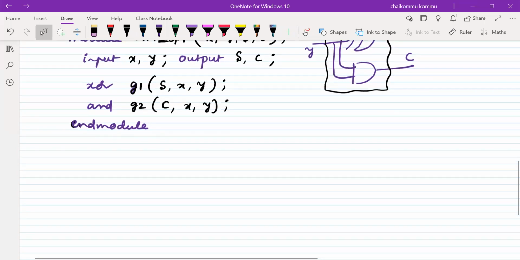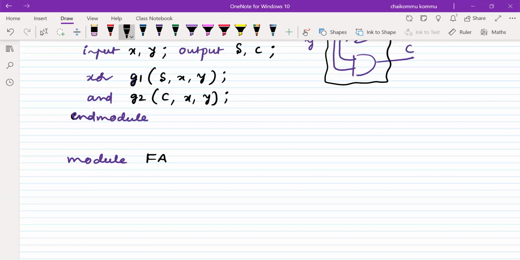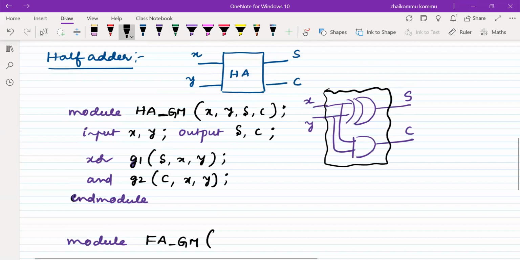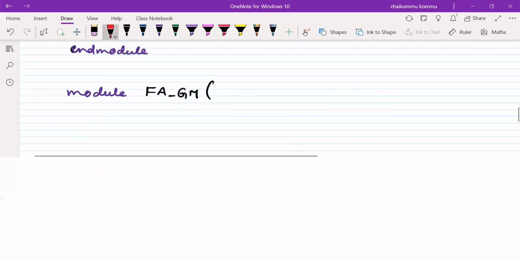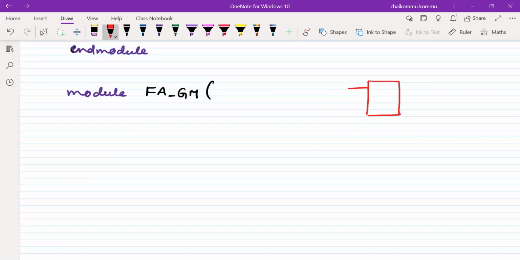Now we are going to write a full adder. Okay, next we write a module full adder, FA underscore gate level modeling. What are the contents that it is having? So the full adder is something like this, having 3 input signals, A, B, C. This is the sum signal I'm using. This is what C out I'm using, right? Okay, I'm writing here A, B, C, sum, C out.